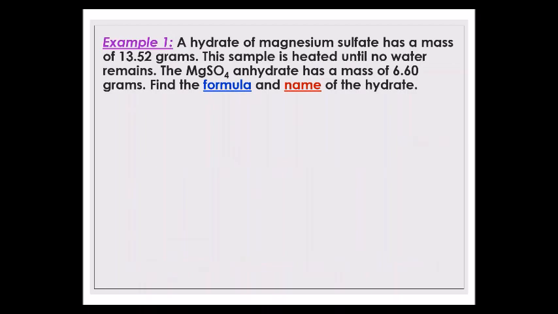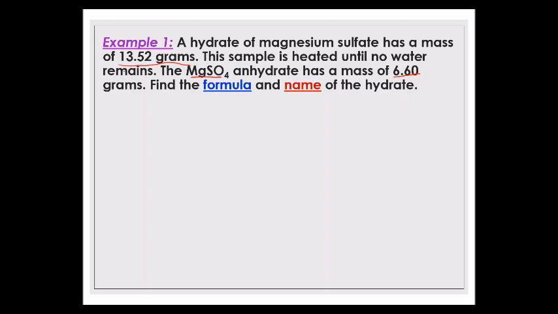A hydrate of magnesium sulfate has a mass of 13.52 grams. So whoever's doing this lab, they dumped 13.52 grams of this hydrate into a weighing boat and put it on the scale and got the mass in grams. The sample is heated until no water remains. They either use a Bunsen burner or a hot plate, it doesn't really matter, but they heat it up for a while and make sure that all of the water has evaporated out. So the magnesium sulfate anhydrate has a mass of 6.60 grams. Find the formula and name of the hydrate.